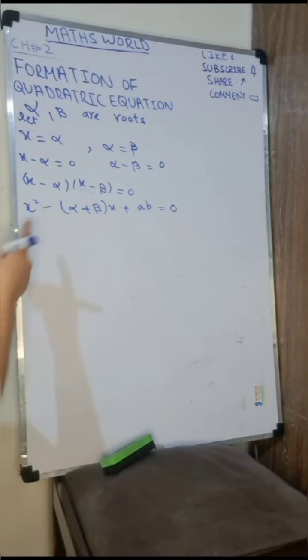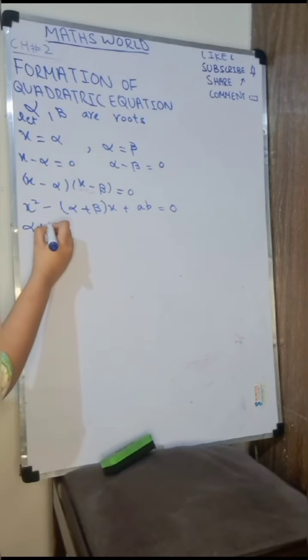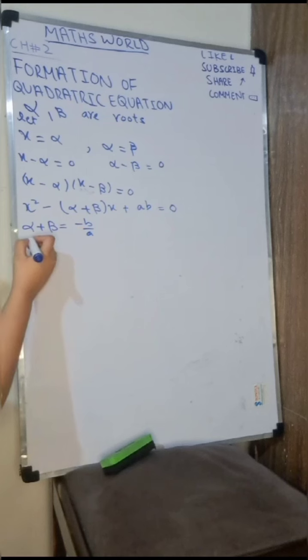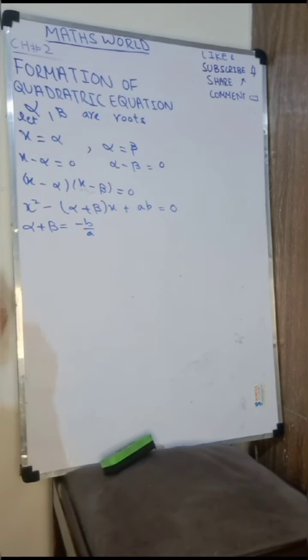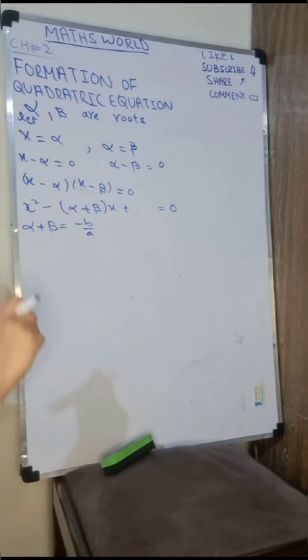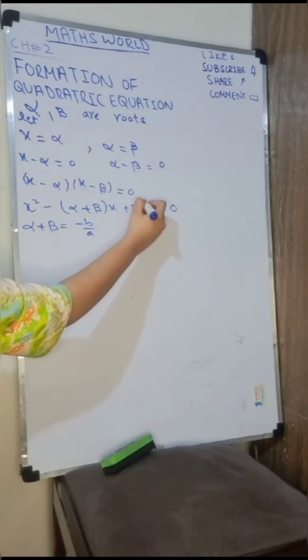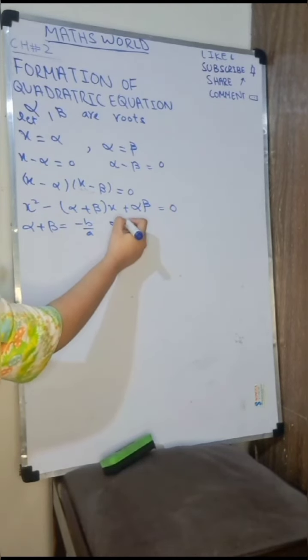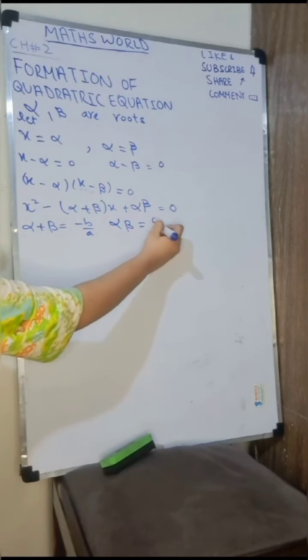Now you know that alpha plus beta is equal to minus b over a, and you know what this is. This is not AB. So people thought that it is AB, but it is not AB. This is x, alpha and beta. Minus b over a. Alpha beta is equal to c over a.